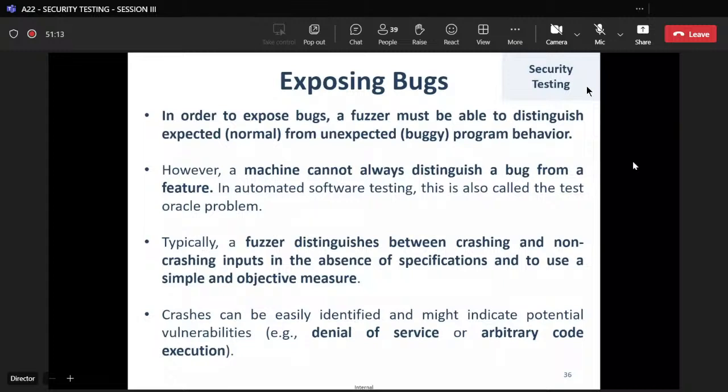Since one of the persons asked about static, the static testing falls under two categories. That is what I wanted to highlight.